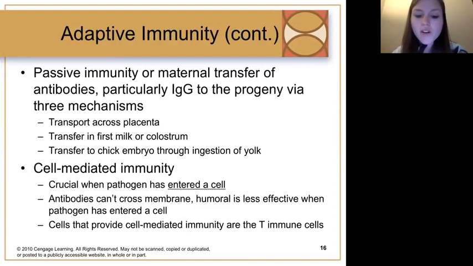Okay. So cells that provide cell-mediated immunity are those T cells that we talked about. So B cells are going to produce the antibodies and handle the humoral response. And then once it gets into the cell, T cells are going to start taking over.